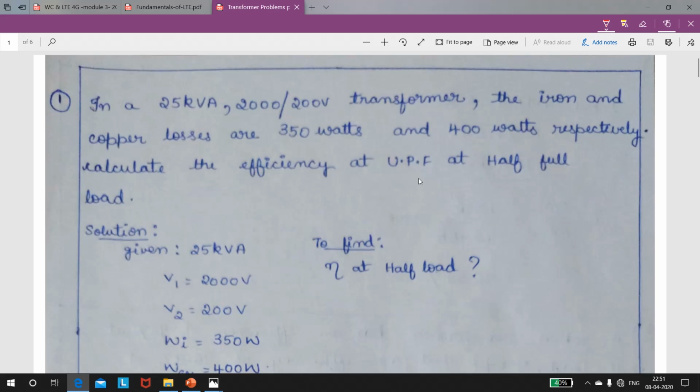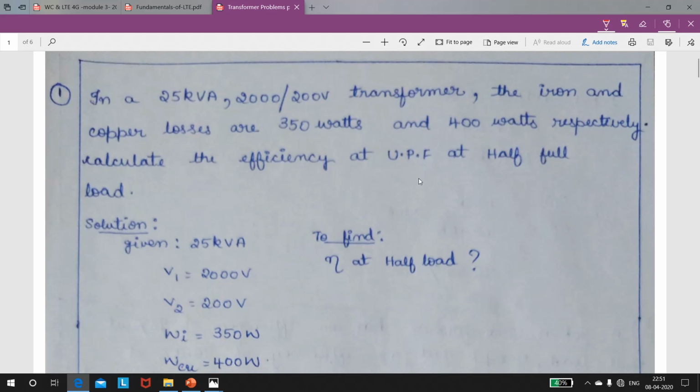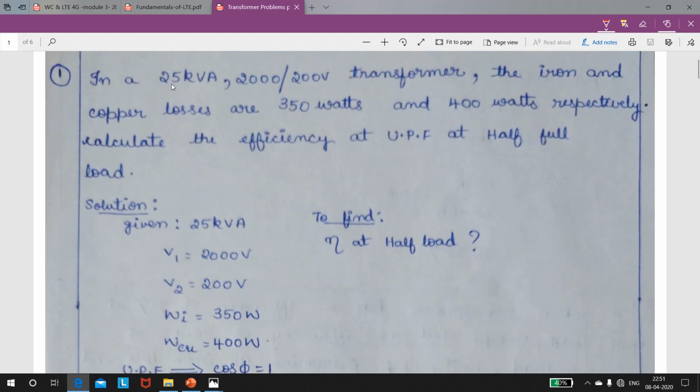I have already told you before, the best practice is to write the details given first. So what is the data given? You have a 25 kVA transformer. 2000 volt is the primary voltage, 200 volt is the secondary voltage. Iron loss is 350 watts, copper loss is 400 watts. I have to calculate the efficiency at unity power factor. UPF means unity power factor, that means cos phi is equal to 1. You have to calculate the efficiency at half load. What is half load? You are going to connect only half of the load to the output side.